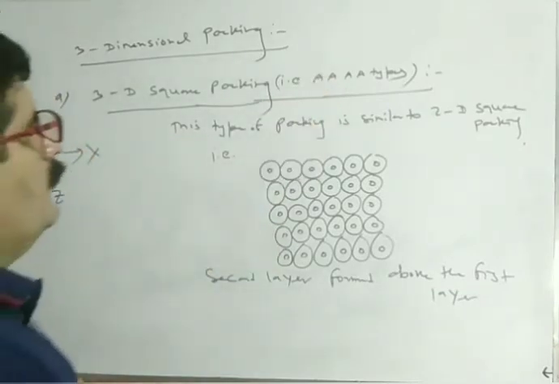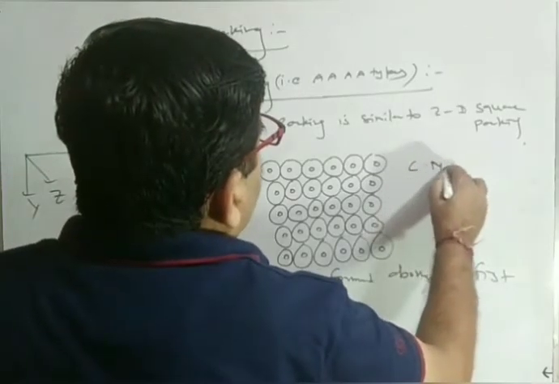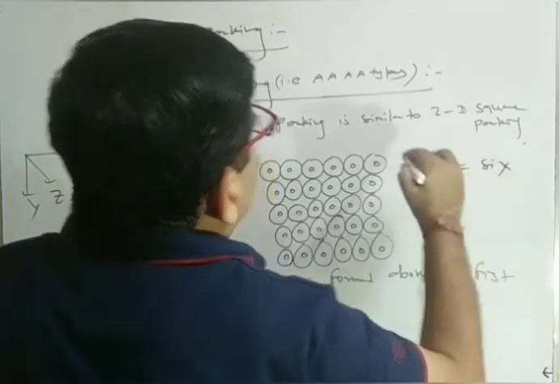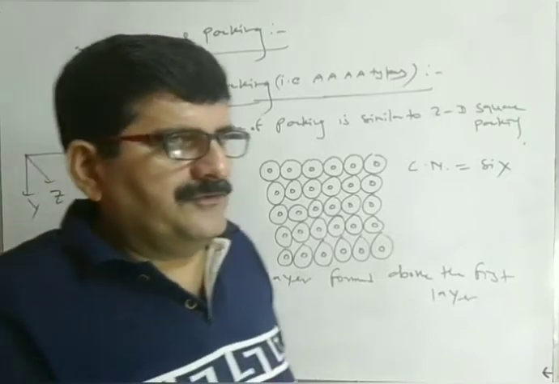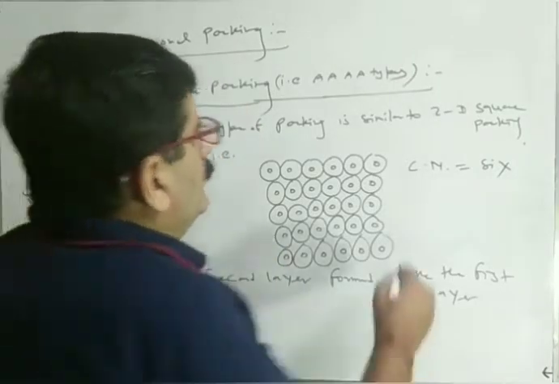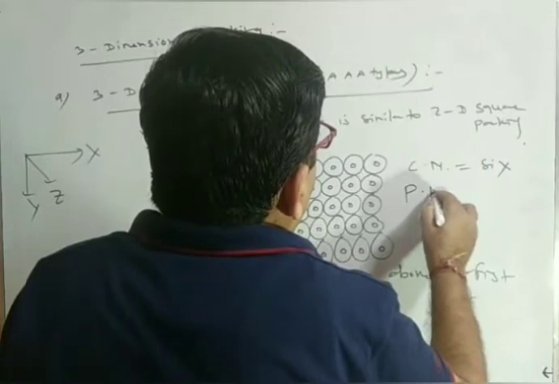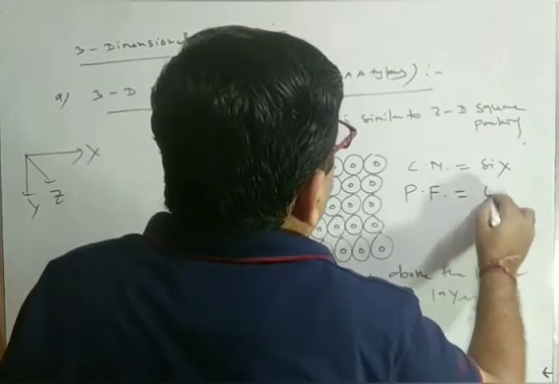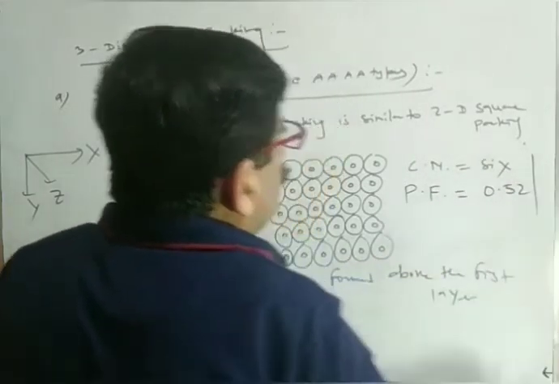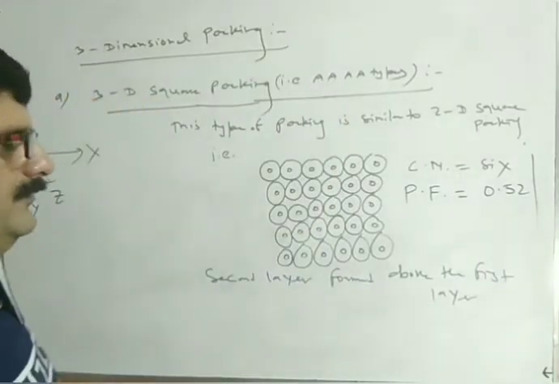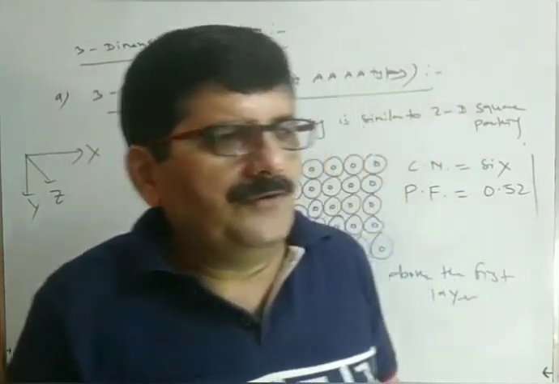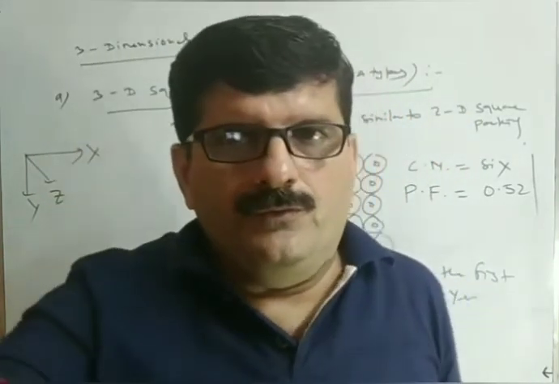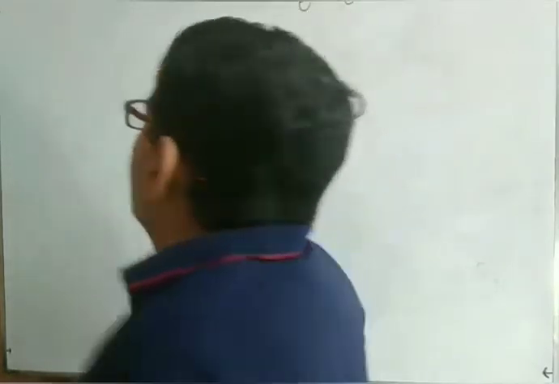Here the coordination number is equal to what? 6. This type of packing is known as simple cubic system packing. Therefore, the packing fraction value becomes 0.52, because in the simple cubic system the number of atoms is always considered to be what? 1.